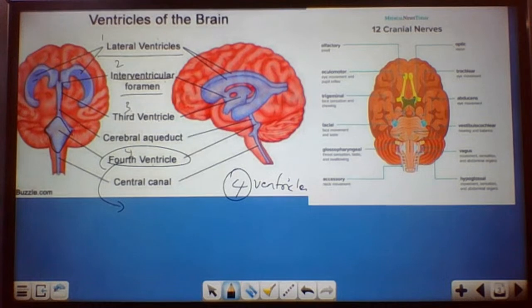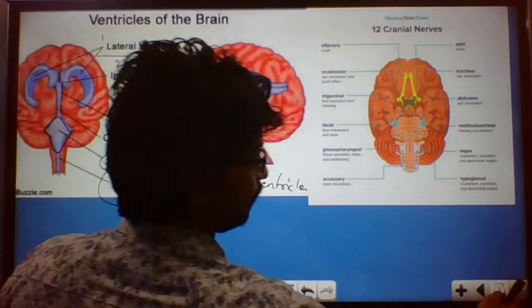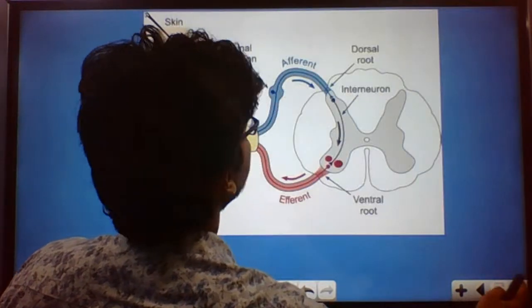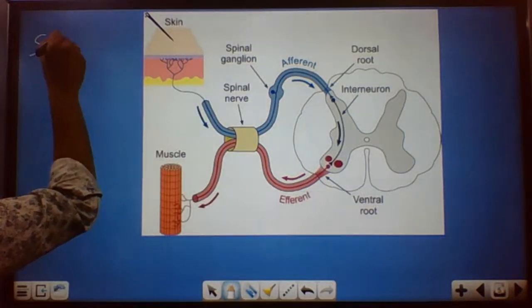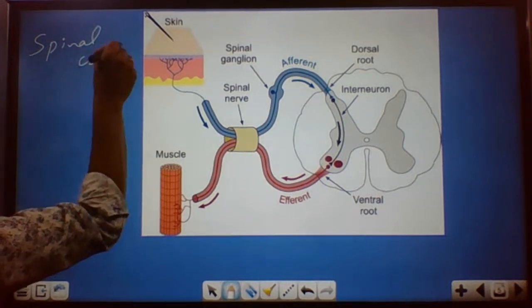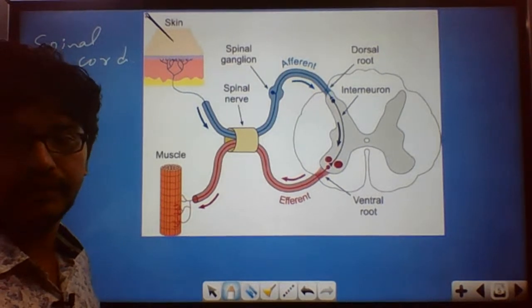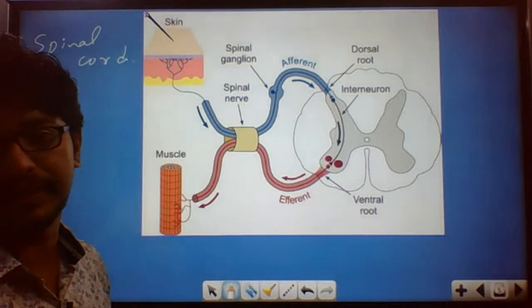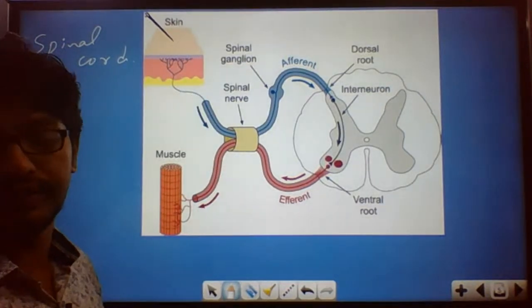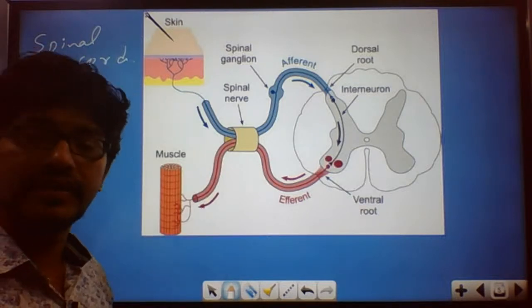And also we discussed the spinal cord. Coming to the spinal cord, as already told you, the spinal cord is a continuation of your medulla oblongata. I hope you remember what we discussed: the length of the spinal cord, the weight of the spinal cord, how it emerges from the medulla oblongata, and how it grows inside. And there is a neural canal.